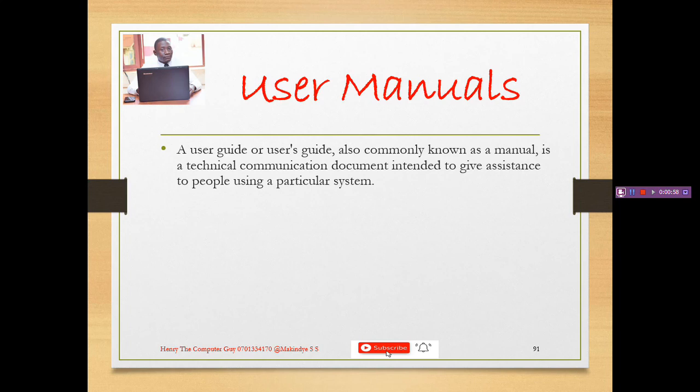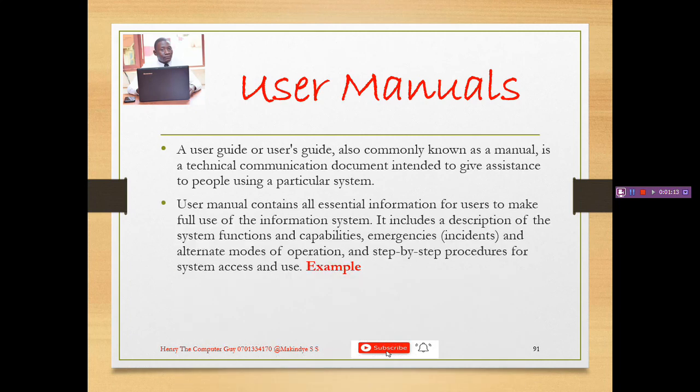So they're telling us that a user guide or user's guide, also commonly known as a manual, is a technical communication document intended to give assistance to people using a particular system. So it gives you assistance on how to connect the device, assistance on how to use the device. It is what we call a user manual. And they're telling us that a user manual contains all essential information for users to make full use of the information system. Anything that you need to know about the device will be included there.